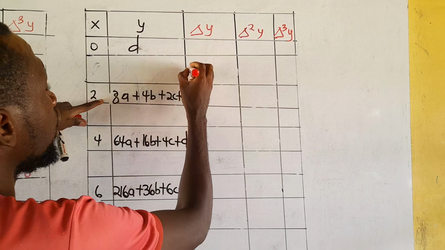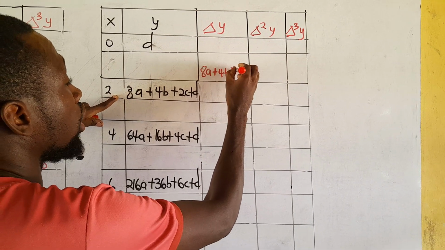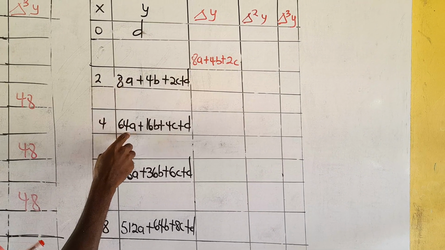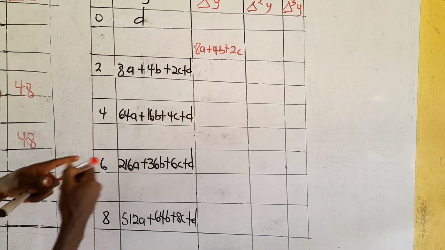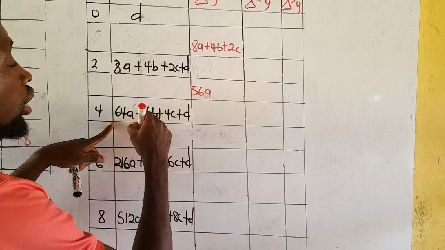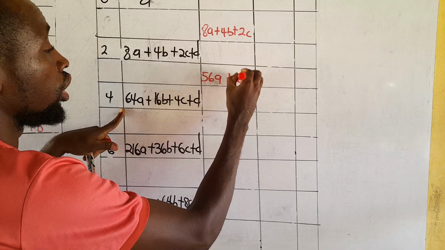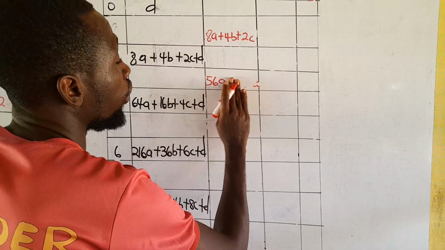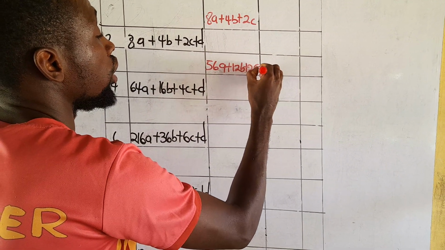So we'll get 8a plus 4b, then plus 2c. Now we subtract 8a minus 64a, which will give us 56a. Then 16b minus 4b will give us 12b, then plus 2c. I hope you get that. Let me write it well. So plus 12b, then plus 2c.